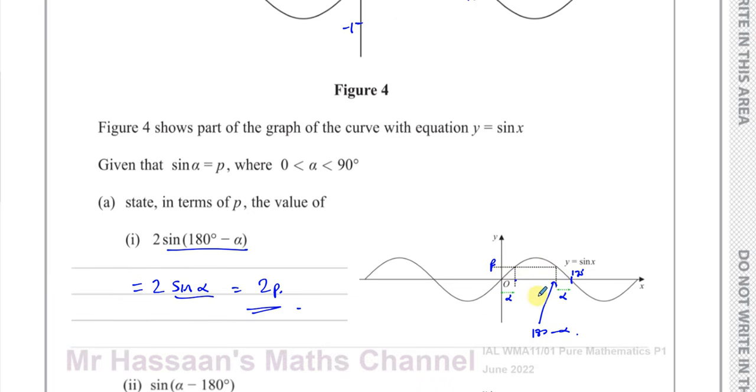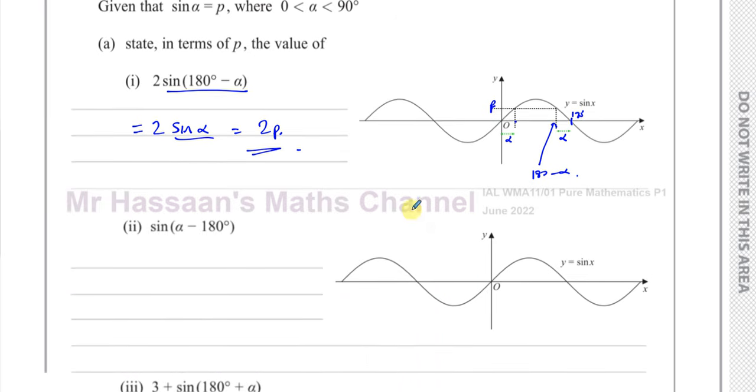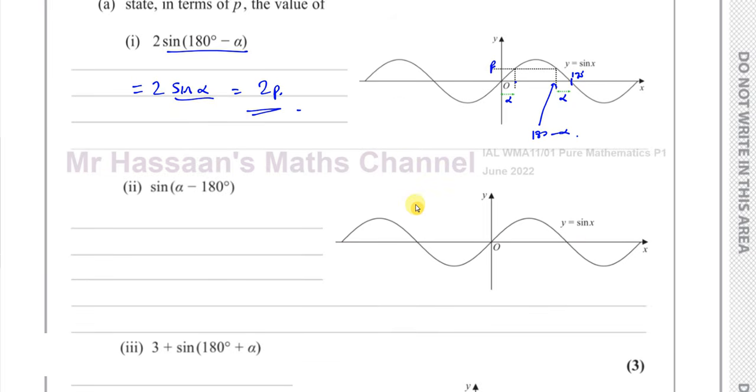And from P2 knowledge, we know that if you know the sine of an angle, then the other angle which has the same sine ratio as that angle is 180 minus that angle. That's how you find the first main angle. That's from P2. All right, so that's how we can deal with part A, part 1. Now part 2 says the sine of alpha minus 180. The sine of alpha minus 180.